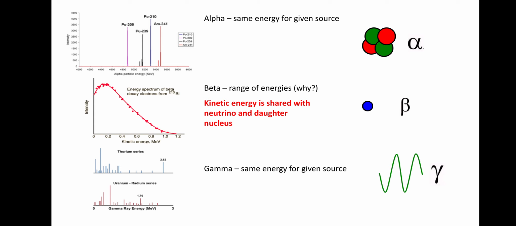This answer can come up as an examination question. So the question might simply ask, why do betas have a range of kinetic energies?